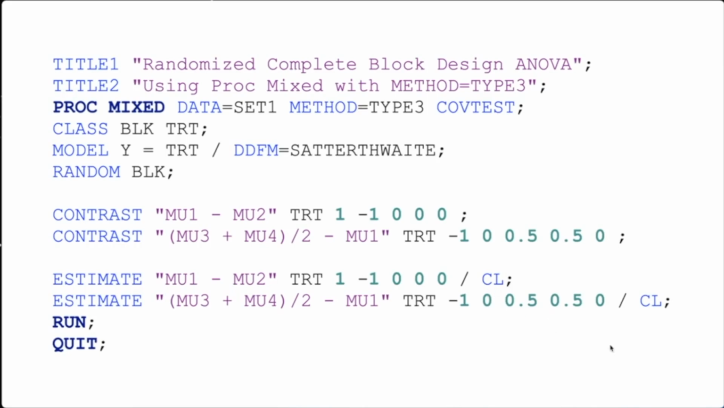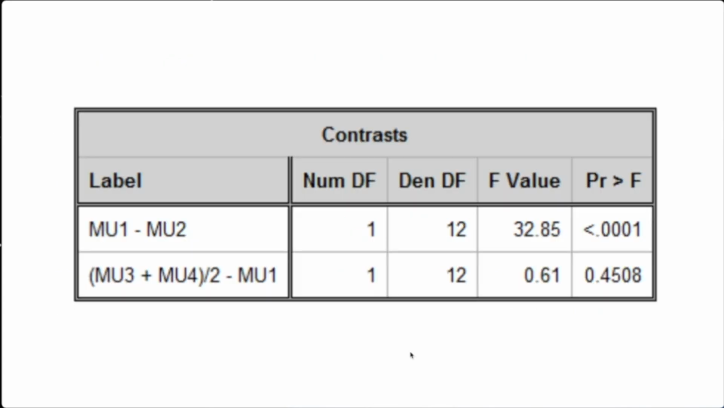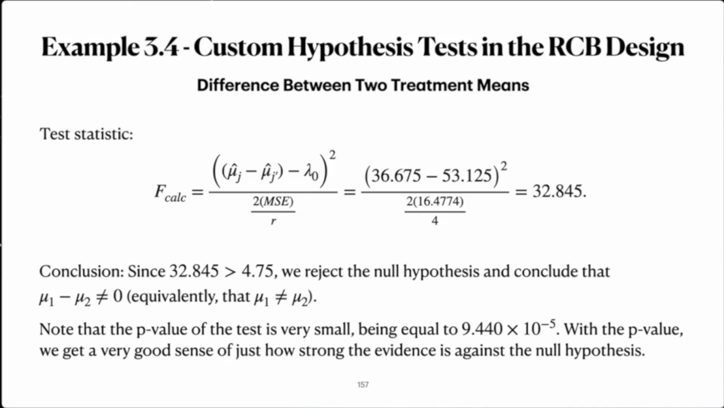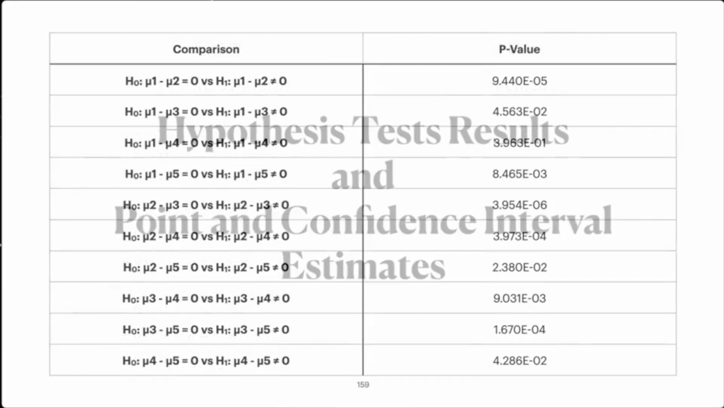And so when we run this, here are the results of the contrasts. Performing the hypothesis tests, we see here that the F statistic for the test where we are comparing the means of treatments 1 and 2 is equal to 32.85. Let me just scroll back here real quick to look at that test statistic. You can see here that we took it out to 3 decimal places, but if we round it to 2 decimal places, we get 32.85, which is exactly what we get with SAS.